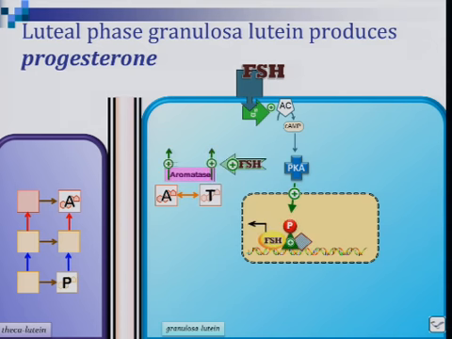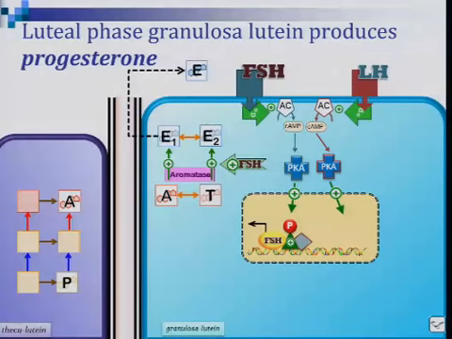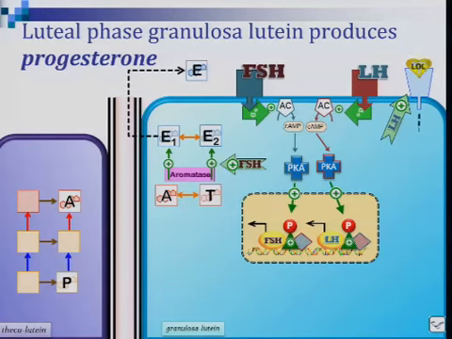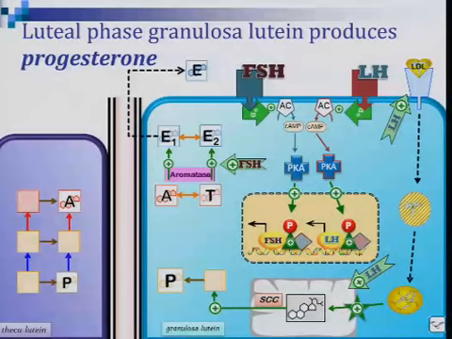Leading to synthesis of aromatase and estrogens. So there is that second estrogen surge. It also develops luteinizing hormone receptors. Okay, now the luteinizing hormone does the same thing in the granulosa lutein as it does in the theca lutein. It leads to synthesis of LDL receptors, steroid acute regulatory protein, and cytochrome P450 side chain cleavage, which ends up becoming, with the 3-beta hydroxylase, progesterone.